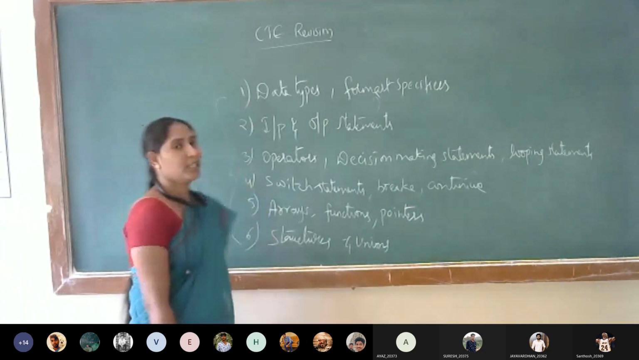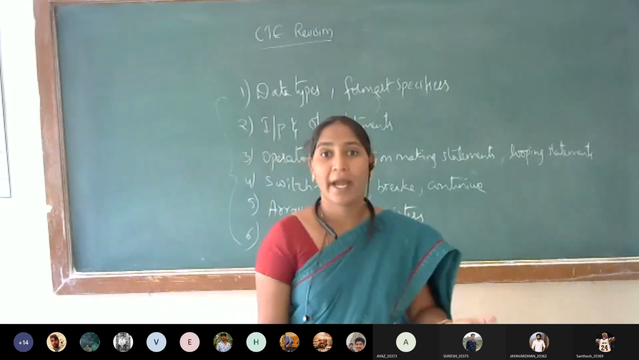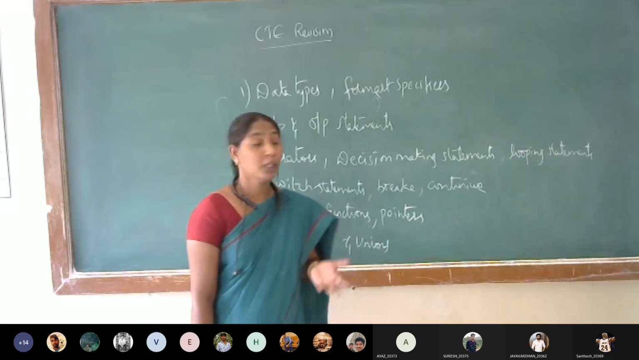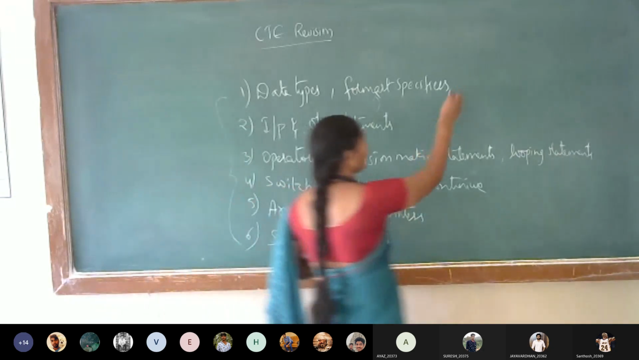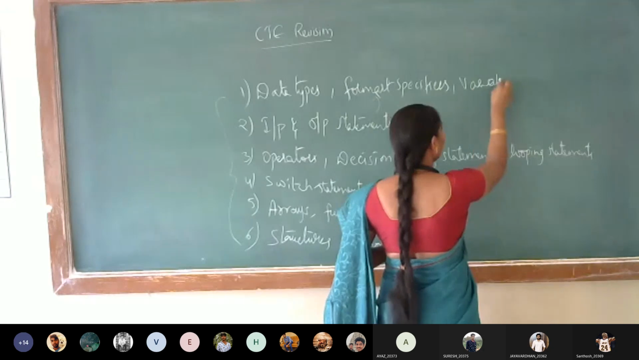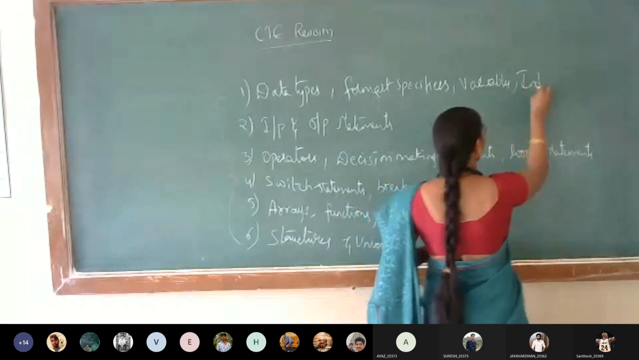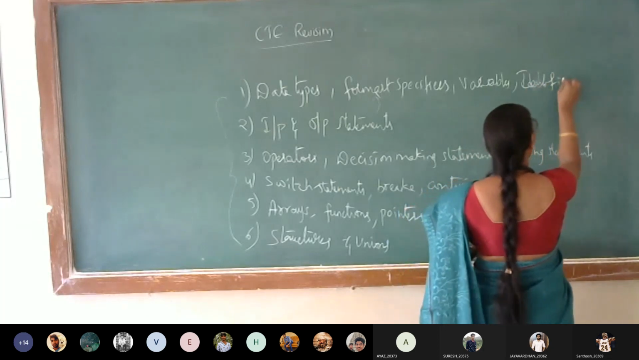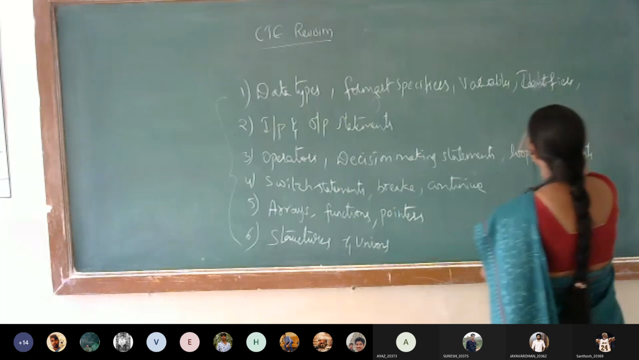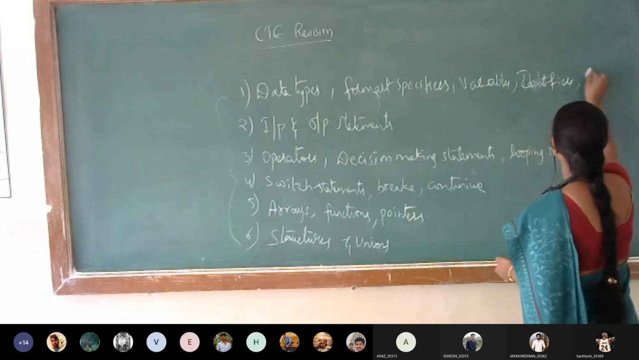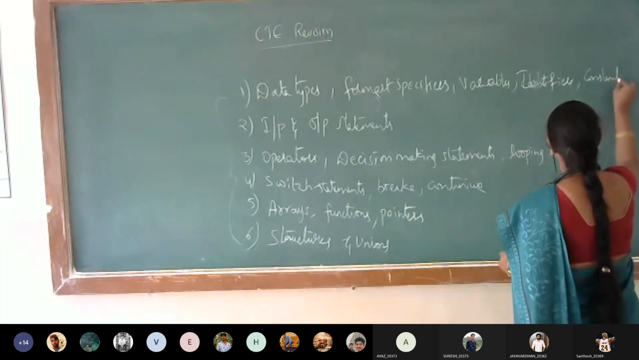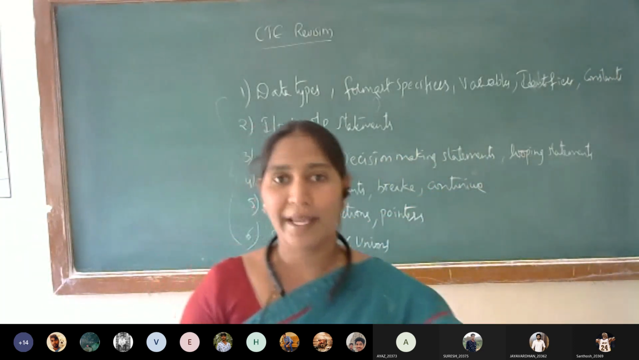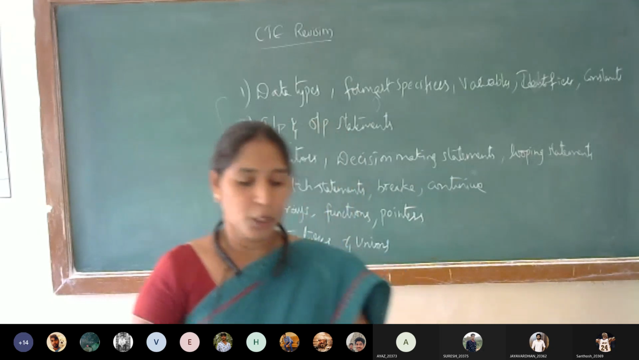Before this we saw what is C, the history of C, and the basic structure of C. After that we also learned about variables, identifiers, and constants. All these topics we have previously covered, so we'll try to execute all those programs here.